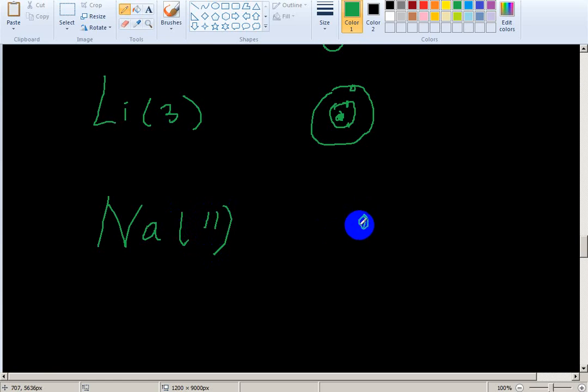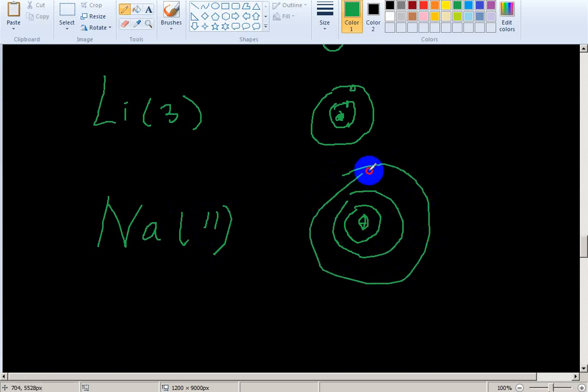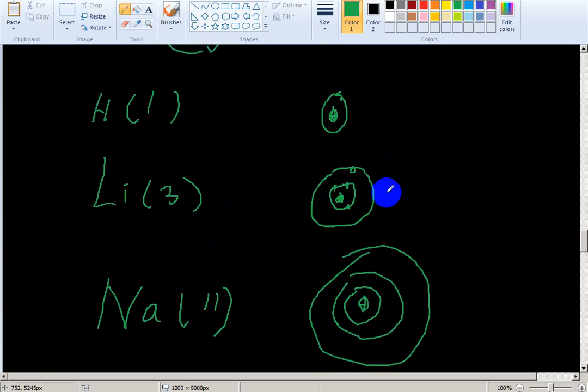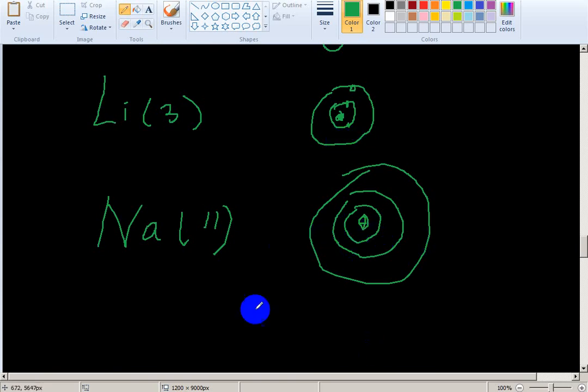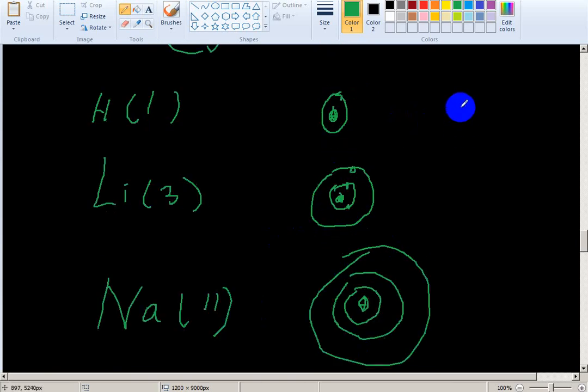Now this nucleus has 1, then 2 electrons, 3 electrons. Look, this is group 1 elements: hydrogen, lithium, sodium, and potassium also has 4 shells, 5 shells. This shell number increases from top to bottom. Have you seen?